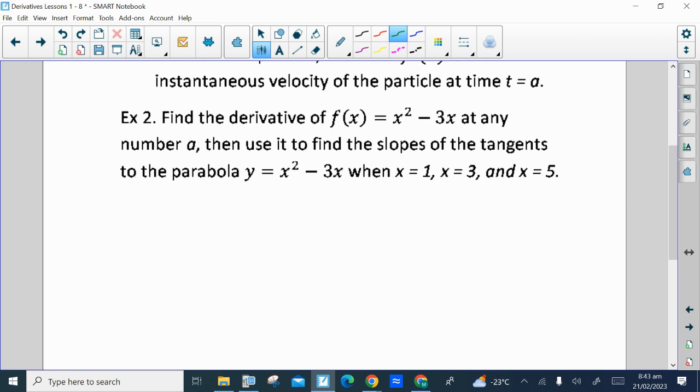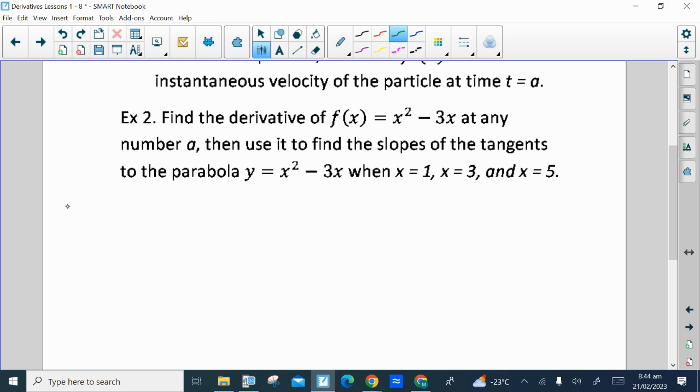So number 2 says find the derivative of f of x equals x squared minus 3x at any number a. So this is like the general derivative, and use it to find the slopes of the tangents to the parabola y equals x squared minus 3x when x equals 1, when x equals 3, and when x equals 5. So again, we've seen that the derivative, which you can determine using those first principle formulas, gives us the slope of the tangent or the instantaneous rate of change as well. So we can find out what the general derivative is.